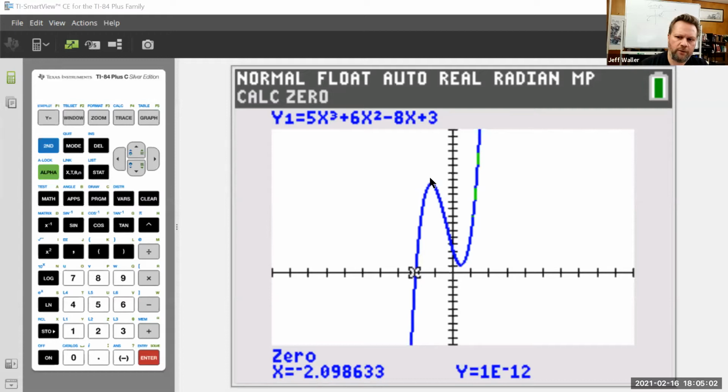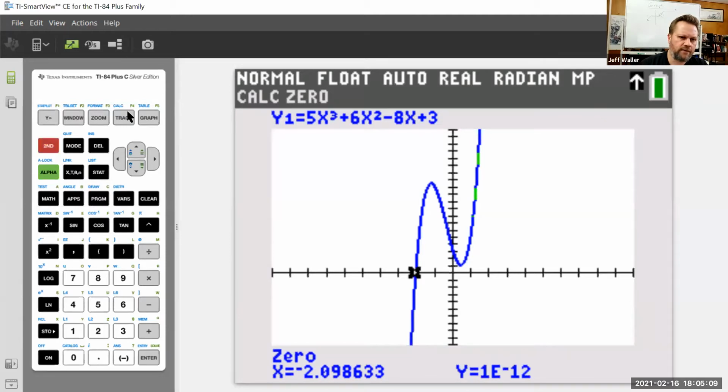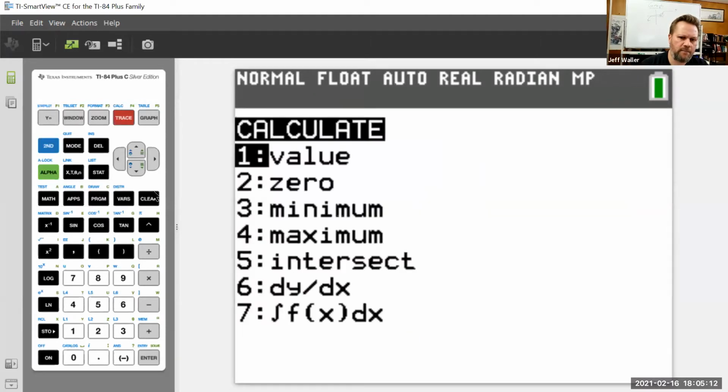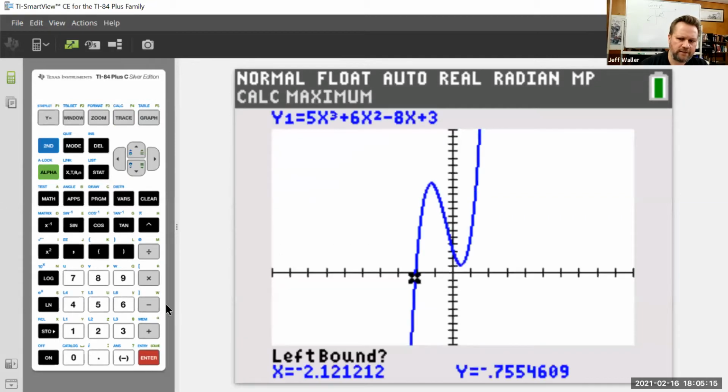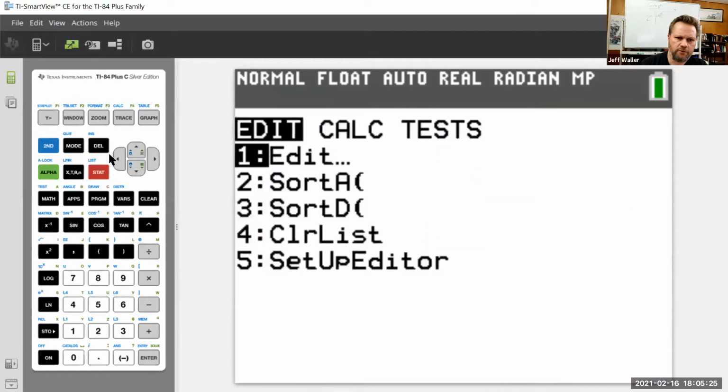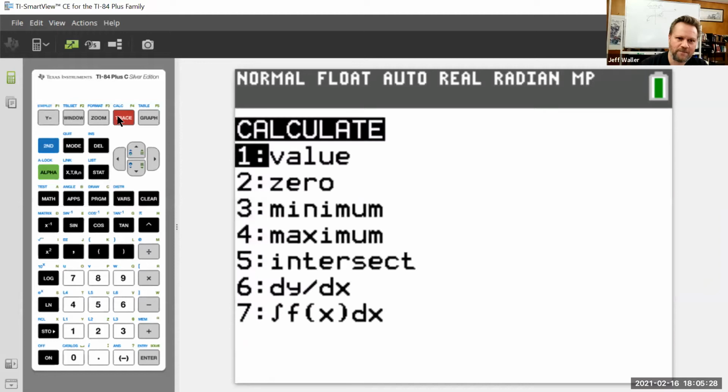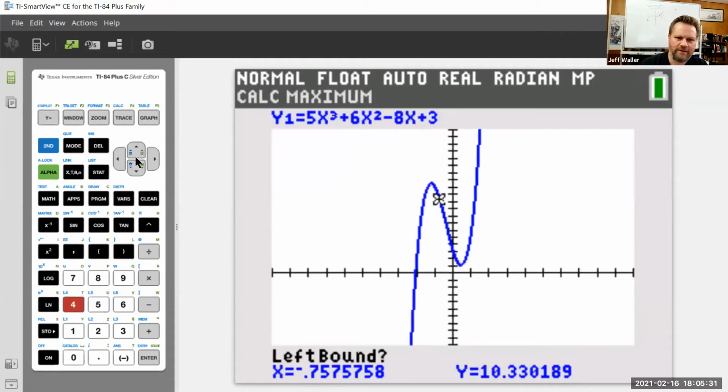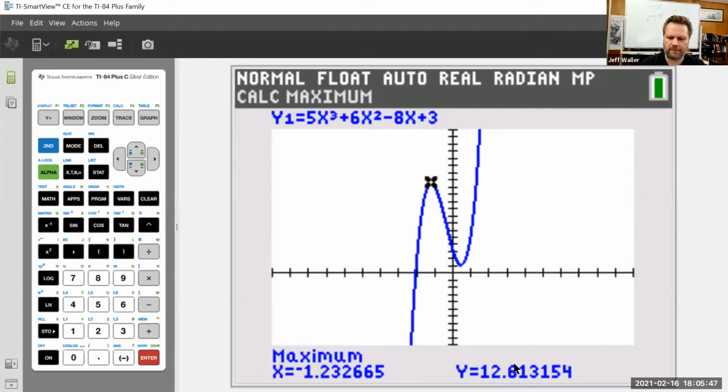Now, what I really want to find is the maximum, and you can do the same thing we're going to do for the minimum. So if I do second trace, get to calc again, you can see min and max. Let me do maximum. It's going to ask me the same 3 questions. Go to the left of the answer, go to the right of the answer, and then give me a good guess. Let me try that again. All right, here we go. Go to the left of the answer, go to the right of the answer, and then give me a guess for the answer. Enter. There you go. Now there's the maximum. That's where the maximum happens, and that's what the maximum value is.